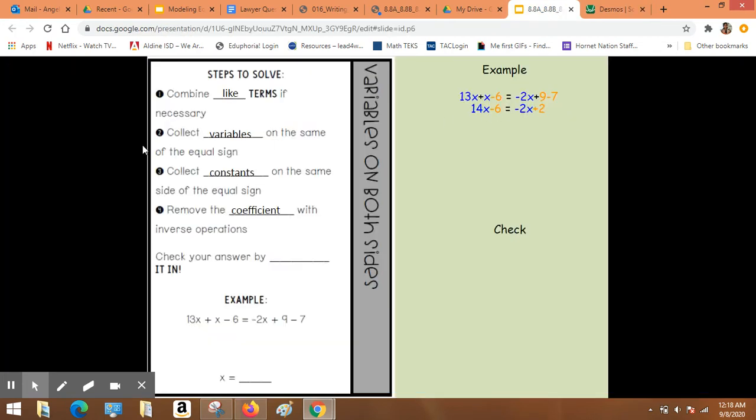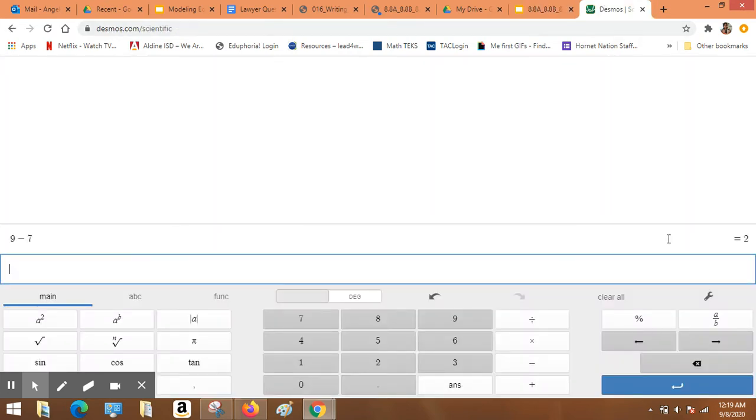Okay, so step number 2 or 3, I'm going to move my variables to one side and move my constants to the other. So blue's on one side, orange to the other side. Okay, so I'm going to move my orange to the right side. So I have to do my inverse operations. So the opposite of negative 6 is positive 6. Remember, I have to create my 0 pair. So negative 6 plus 6 gives me 0.